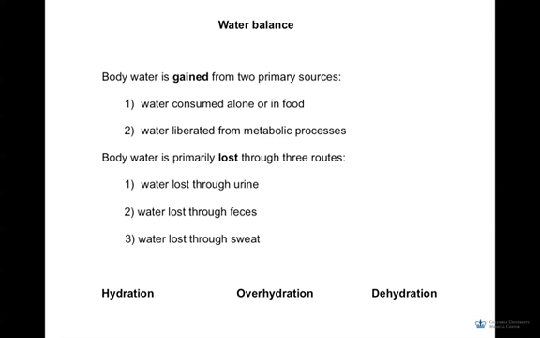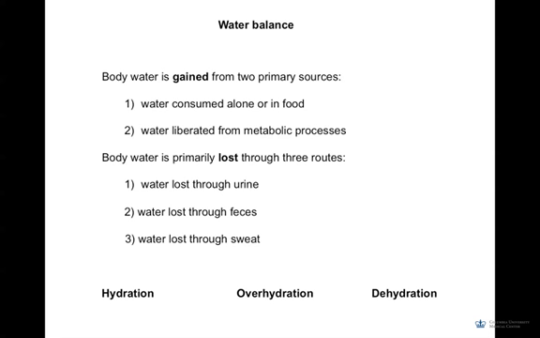So body water is gained in two ways. We either gain water through the water we consume by itself or in the food we eat, or we gain water through water liberated from metabolic processes. Okay. Two sources of water gain. And we lose water through three primary routes. It's actually the same routes through which we lose sodium. We lose water through urine, we lose it through feces, we lose it through sweat.